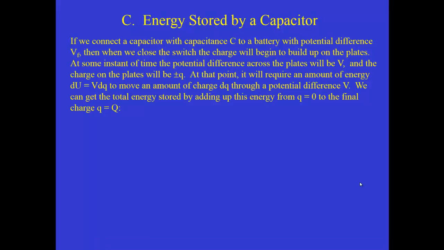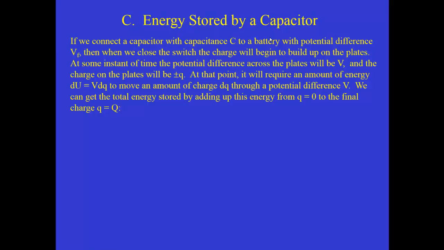Next, let's turn our attention to how to calculate the energy that's stored by a capacitor. When we talked about what a capacitor is, we said it was a device to store charge and therefore to store useful electrostatic energy. So, if we connect a capacitor with capacitance C to a battery that has a potential difference VF across its plates or across its terminals, then when we close the switch, the charge will begin to flow out of the battery onto the capacitor plates.